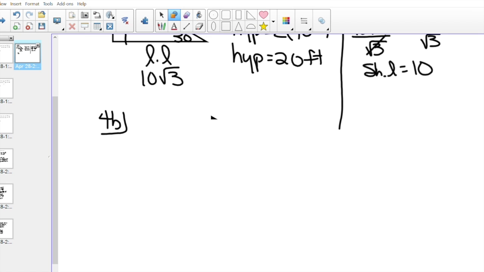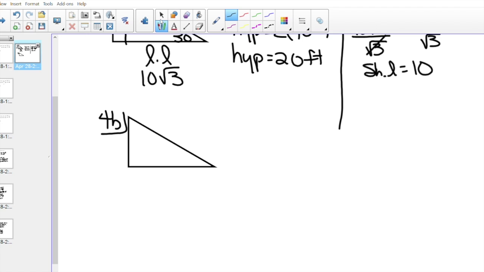Again, we're talking about a 30, 60, 90 degree triangle. That's 30. That's 60. And that's the hypotenuse. Now on number 4B, it says find the length of that hypotenuse. Now this is the longer leg, the side opposite the 60. And in 4B, that is 6. And we're looking for the hypotenuse.